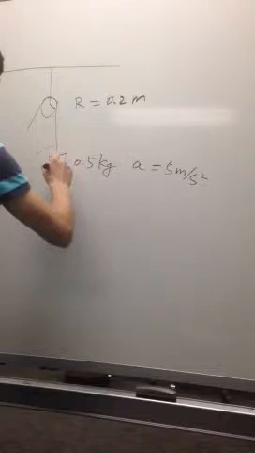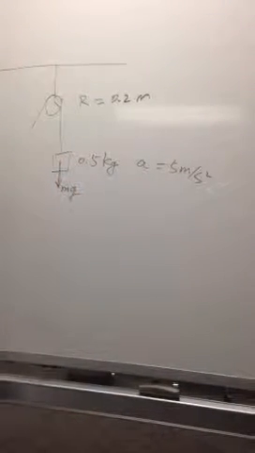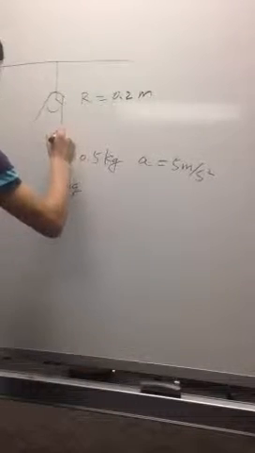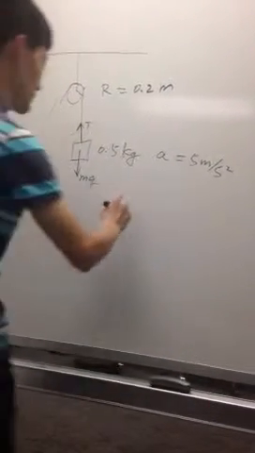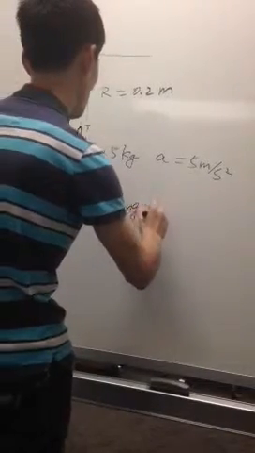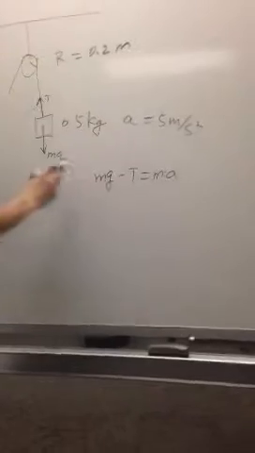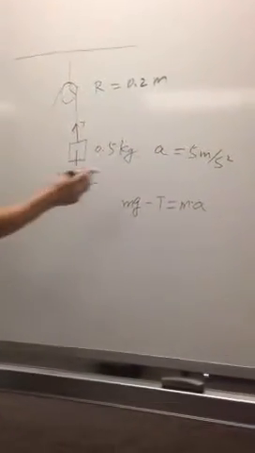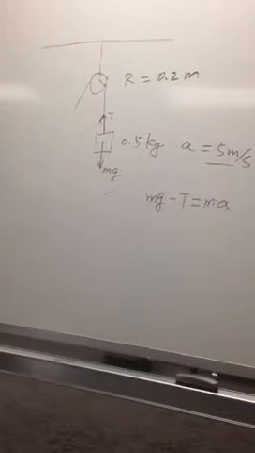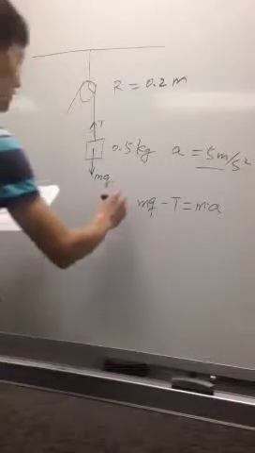So first we need to analyze here. Okay. There is a gravity. There is a tension from the cord. And the gravity minus the tension will give the acceleration for this, right? Because we know the acceleration is 5 meters per second square. Okay, so that's the first one we got.